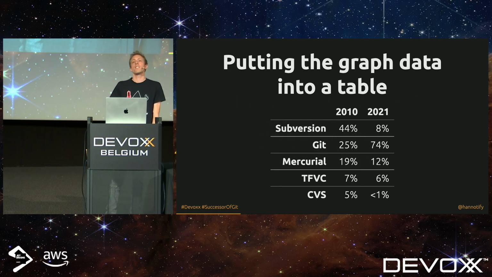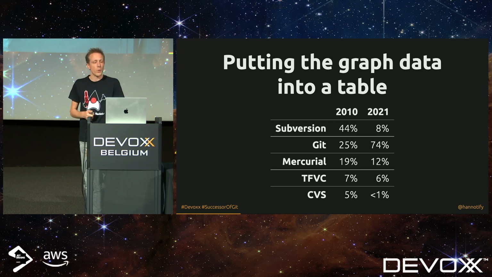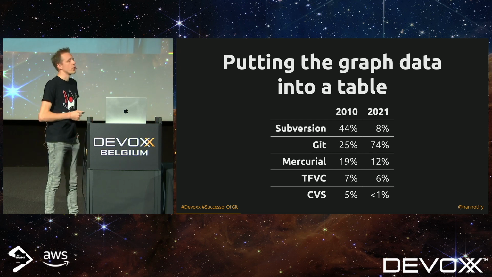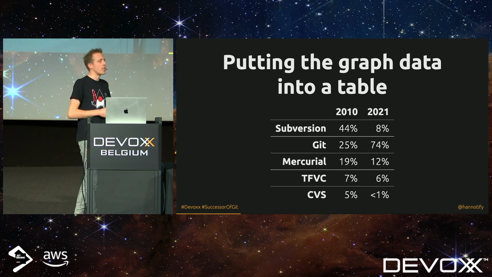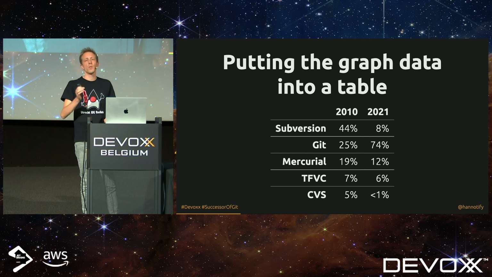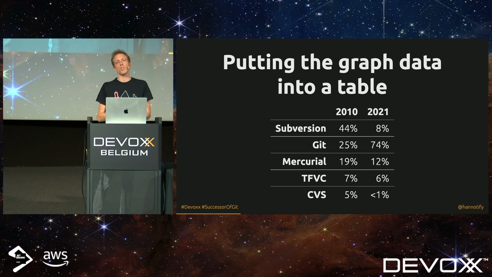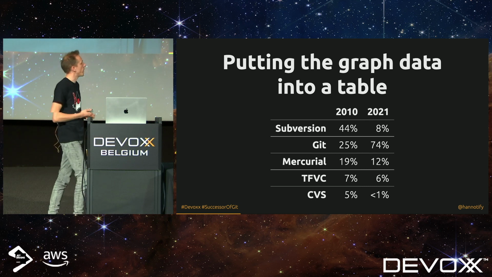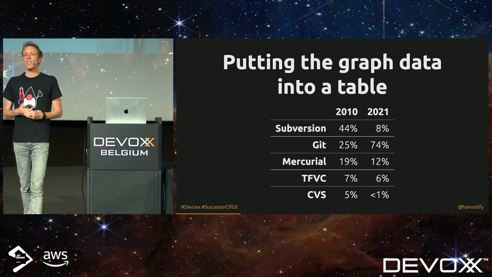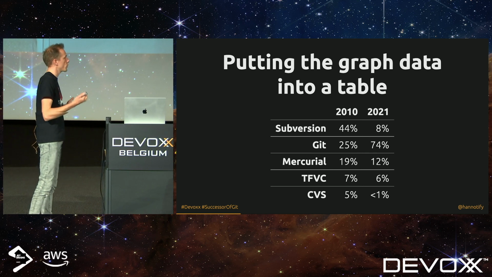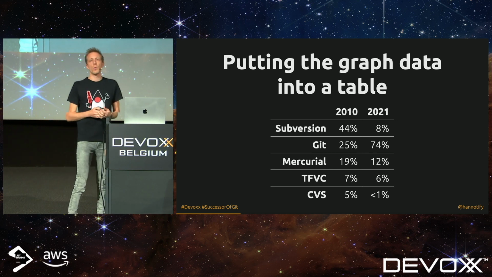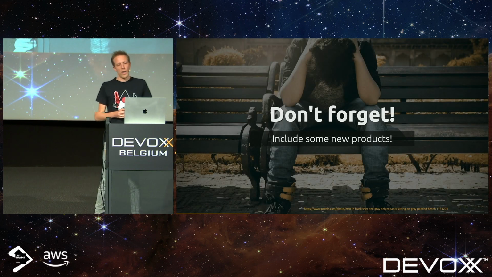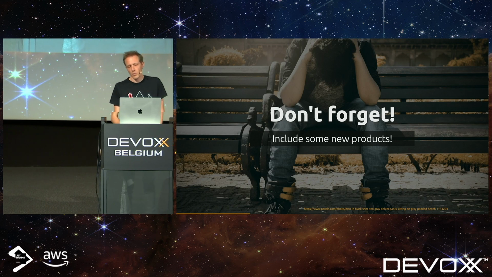When we put the graph data into a table, this is what we see. We see that in 2021, Subversion is down to 8%, and Git is up to 74%. Now, the graph didn't last until 2021, so I had to extrapolate here for a bit, but I think these numbers are quite correct. The question is, what will happen in 2032? Will Git still be the top one? Well, of course, we also have to take into account that new products will emerge. So let's add some new products to the mix.